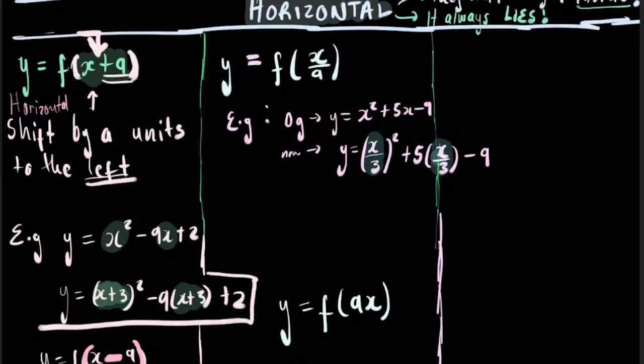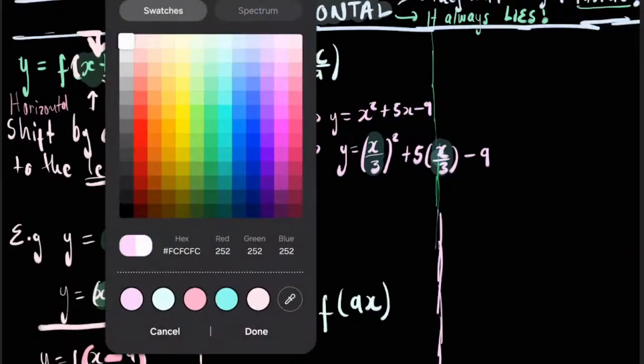The fact that it's dividing makes it a stretch. The fact that it's dividing inside, everywhere there is x, makes it a horizontal stretch. So you know it's a horizontal stretch. When you are describing it, be careful, it's lying to you. Once you see it's a horizontal stretch, now let's see how we will describe it.